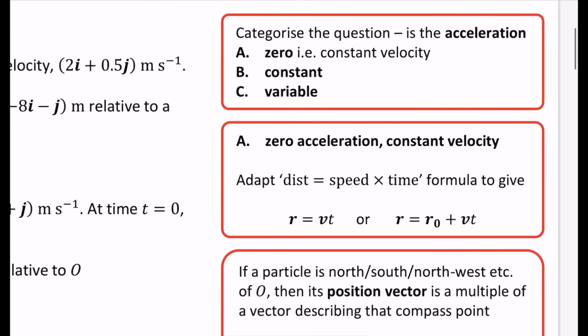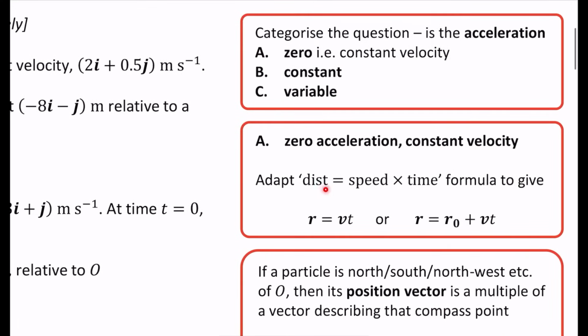And what we do for these kinds of questions is we adapt our GCSE formula for distance equals speed times time to give these new versions where distance is now represented by displacement, which is the vector r. These are in bold, so they're vectors. We still have the velocity, which is a vector in bold, and then time is a scalar quantity, so I haven't put it in bold here. If you were going to be writing these things, you should be underlining them like this.